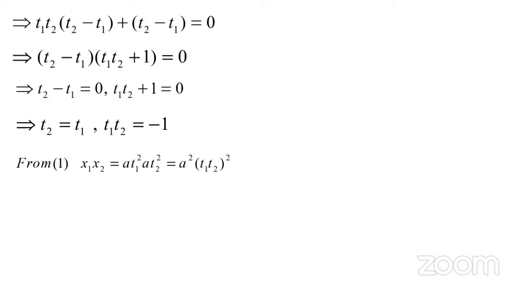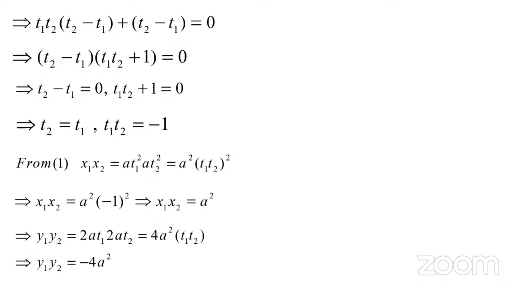And what is t1 t2? Just take x1 x2 from the question. What is the x1 value? At1 square. What is the x2 value? At2 square. Just substitute the values here and multiply: a into a square, t1 square t2 square. I'm writing t1 t2 whole square, and we get the value of t1 t2 as minus 1. Just substitute minus 1 whole square. That is x1 x2 equal to a square of minus 1 whole square, so x1 x2 equal to a square. This is the first proof.